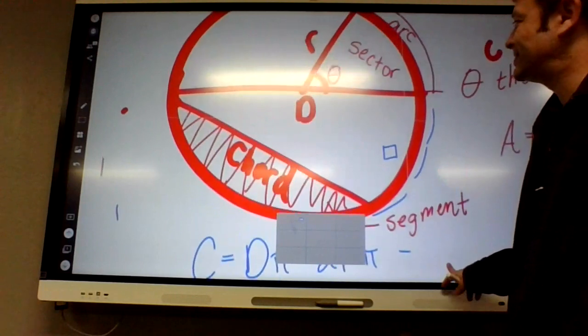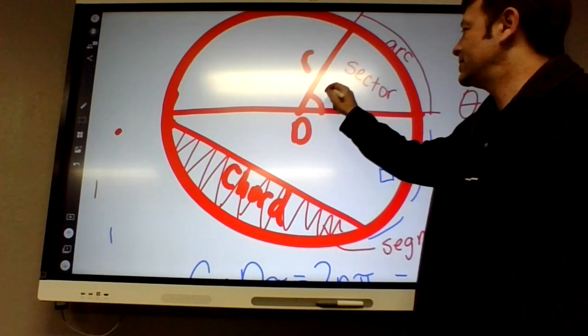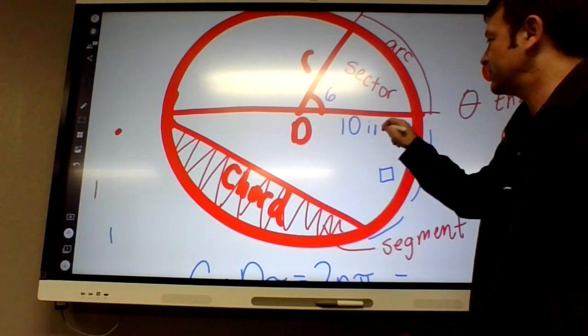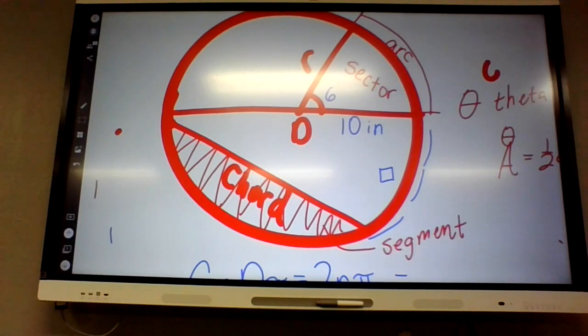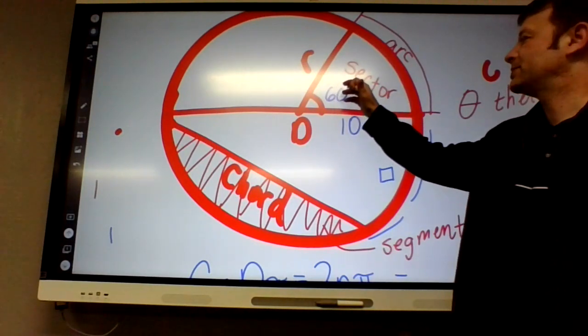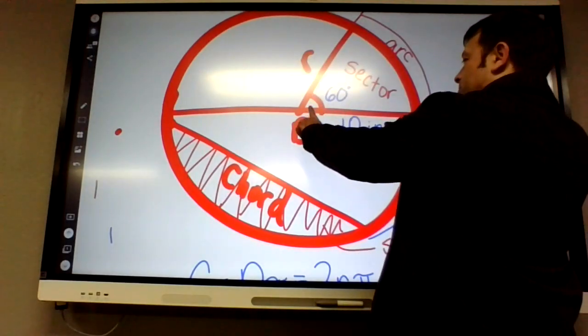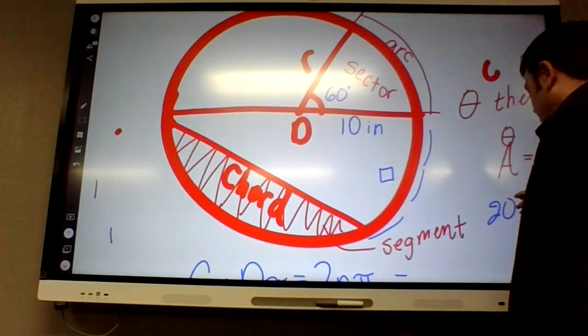Okay, let's say that the central angle of this sector is 60 degrees, and let's say that the radius is 10 inches. Okay, let's start with how would I find the circumference of this circle? Yeah, radius times 2, so 20 times pi. 20 times pi, whatever that is.